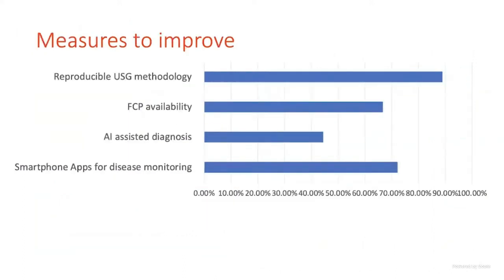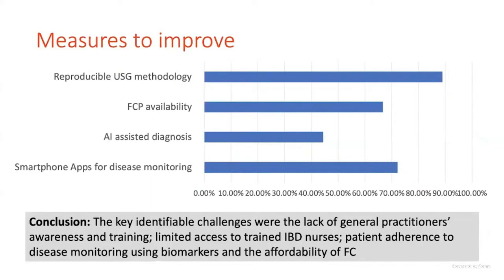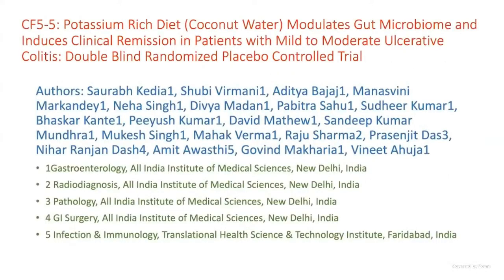And the measures to improve suggested were more access to the ultrasound, availability of fecal calprotectin and its low cost, artificial intelligence assisted diagnosis, and smart phones for disease monitoring. So the authors concluded that the key identified challenges were the lack of general practitioner awareness, limited access to IBD trained nurses, patient adherence to disease monitoring using biomarkers, and the affordability of fecal calprotectin.